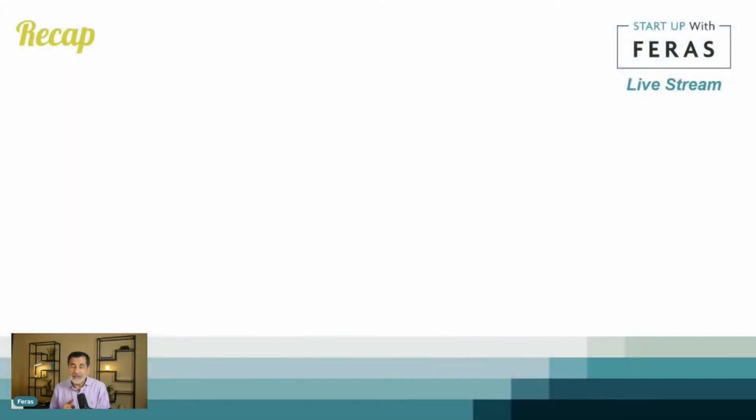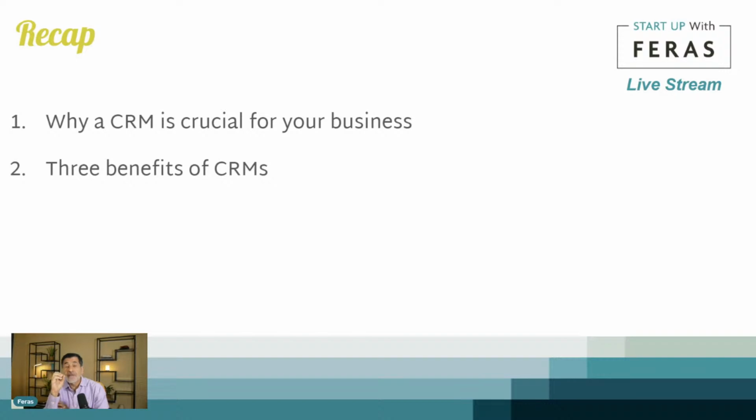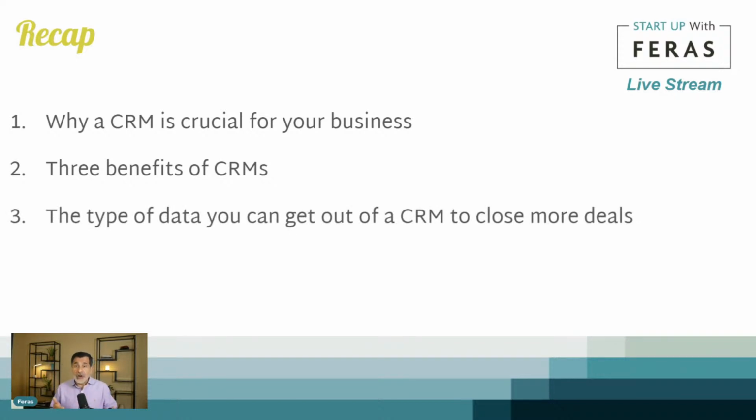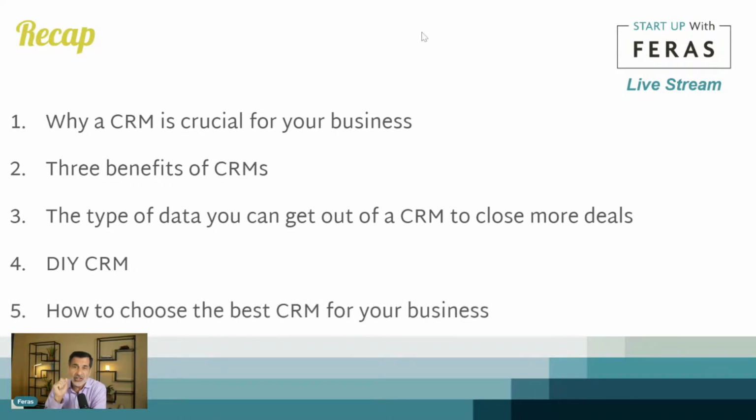And for those of you who are joining us now, and maybe you haven't listened or watched the previous sessions, a reminder that in the previous sessions of the series, we covered why a CRM is crucial for your business, 3 benefits of CRMs. I also shared specific examples of the type of data you can get out of a CRM, so you can nurture the leads and close deals. And then we also did a walkthrough of a DIY, do-it-yourself CRM. And then in the last session, we talked about how to choose the best CRM for your business.